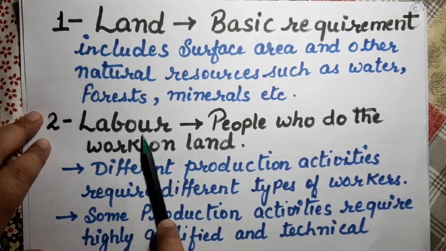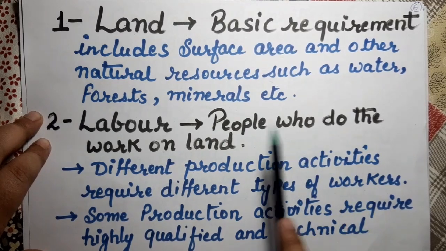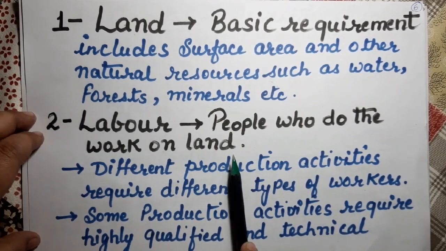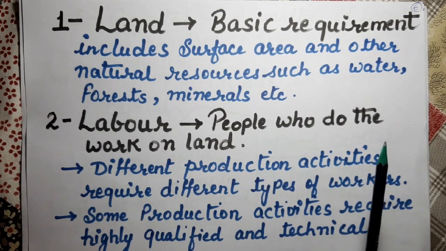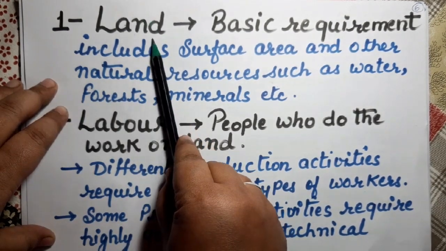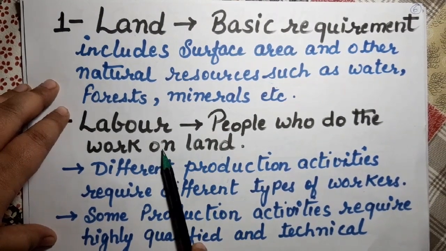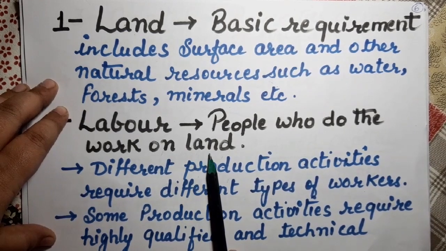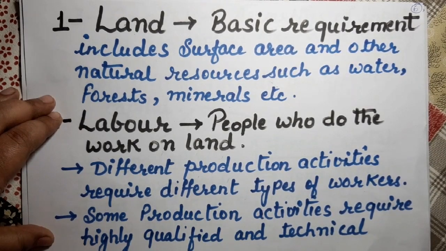production is labor. So what is labor? Labor means the people who do the work on land, the labor force. Without them the land is useless. So if the land is there, the first requirement of production, then the second, labor, helps, because the people work on land and get some income for that. Different production activities require different types of workers. Some production activities require highly qualified and technical workers.